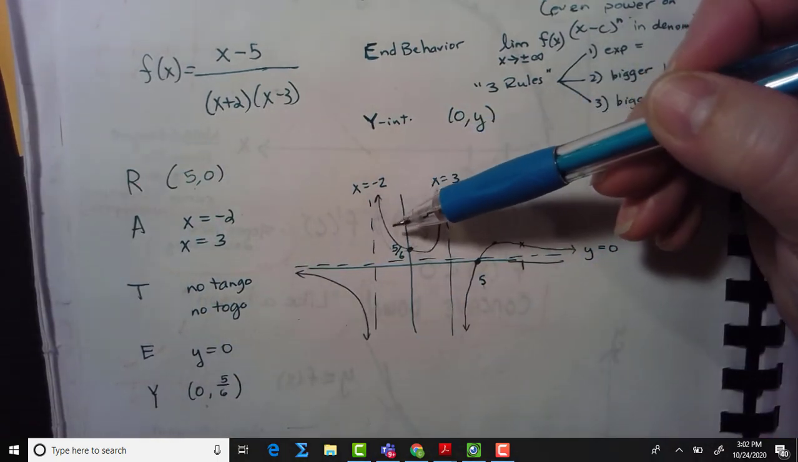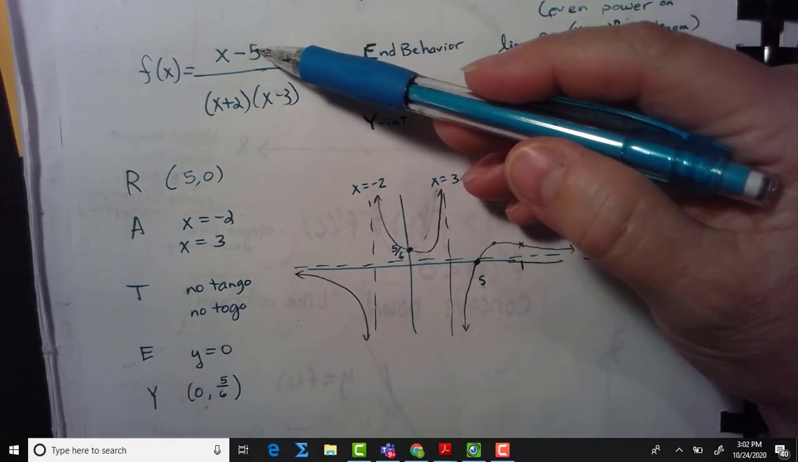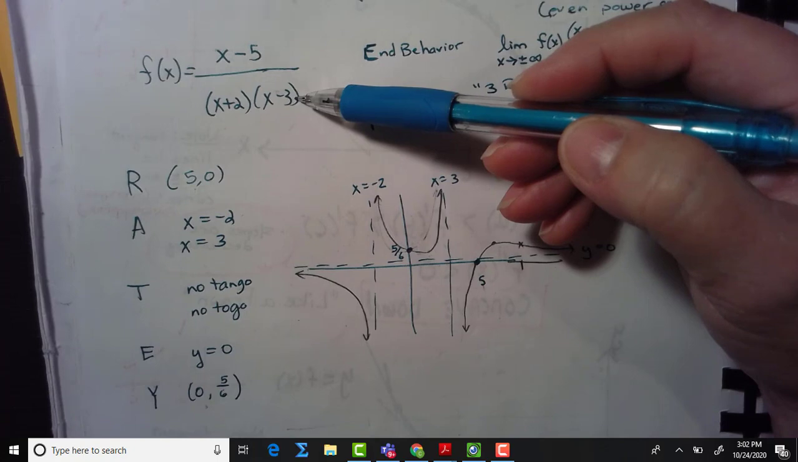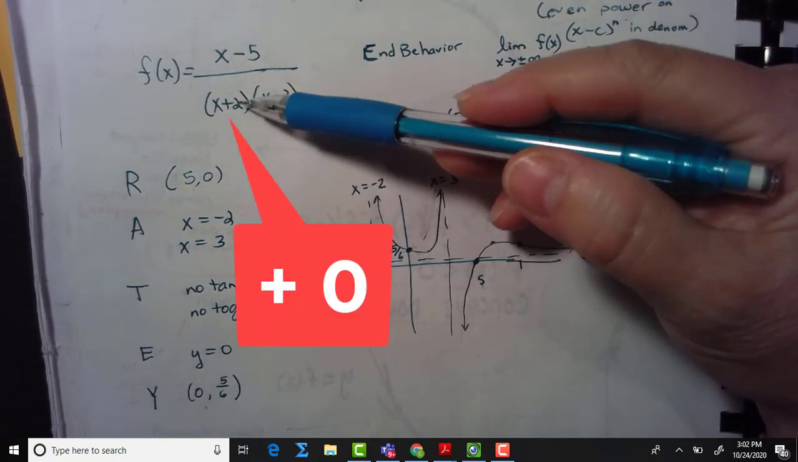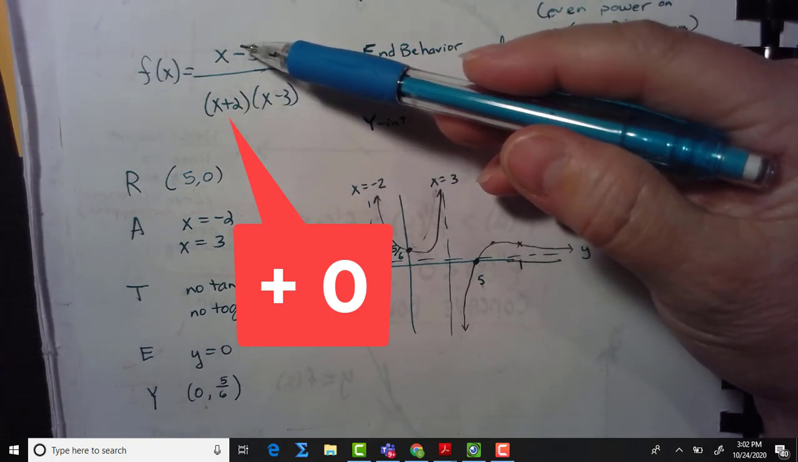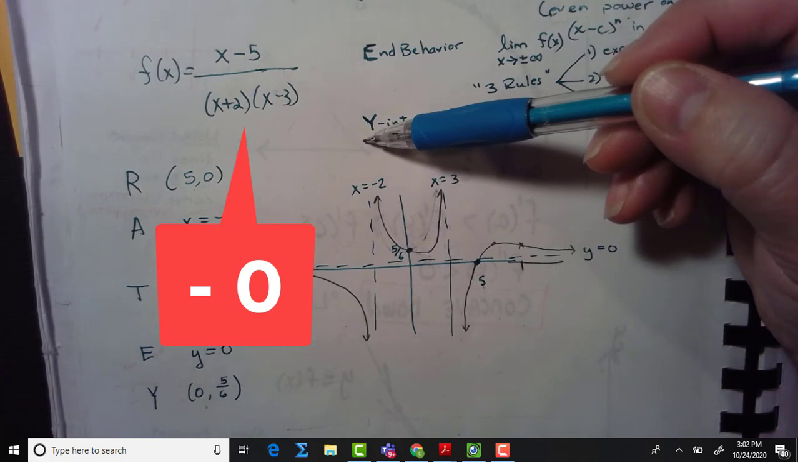Now, as we go to -2 from the right side, so bigger than -2, that's going to be negative. This is going to be negative. But bigger than -2, say -1.999, this is going to be positive. So I have a negative over a negative, which is actually positive.